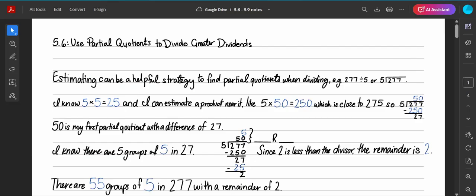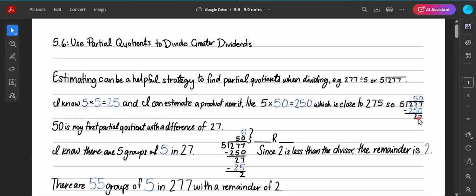Let's begin our notes. We're on 5.6, use partial quotients to divide greater dividends. Estimating can be a helpful strategy to find partial quotients when dividing. For example, 277 divided by 5, or 5 on the outside, and then 277 on the inside. I know 5 times 5 equals 25, and I can estimate a product near it, like 5 times 50, which equals 250, which is close to 275.